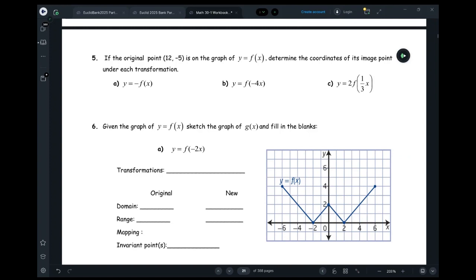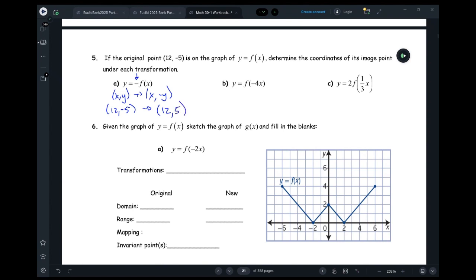So what's happening here is I've got a negative outside the function, so we know that's going to be a vertical change, and that's just a reflection. So we're going to have (x, -y). So the point (12, -5) is going to become the point (12, and then the y coordinate is simply going to change signs.